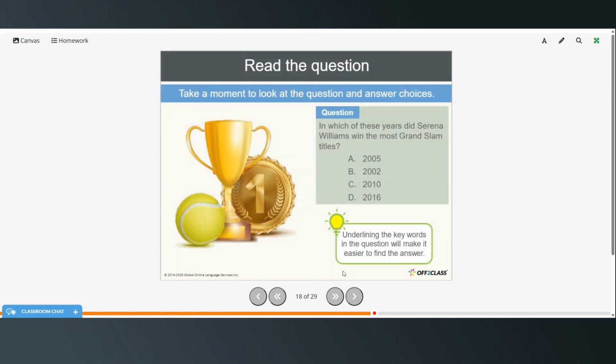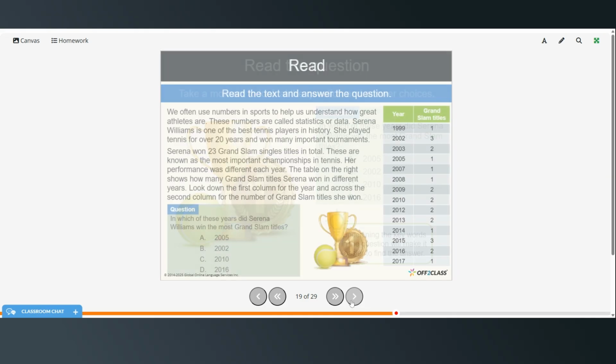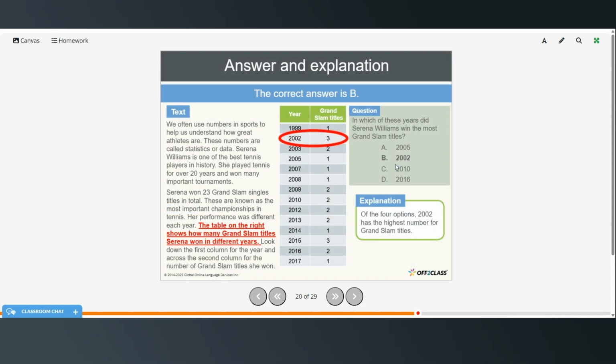So take a moment to look at the question and the answer choices. Just a reminder that underlining the keywords in the question will make it easier to find the answer. Now pause the video, read the text, and answer the question, and then you can restart the video when you're ready to continue. So the question was, in which of these years did Serena Williams win the most Grand Slam titles? And the correct answer was B, in 2002. And we can see this from the table on the right.